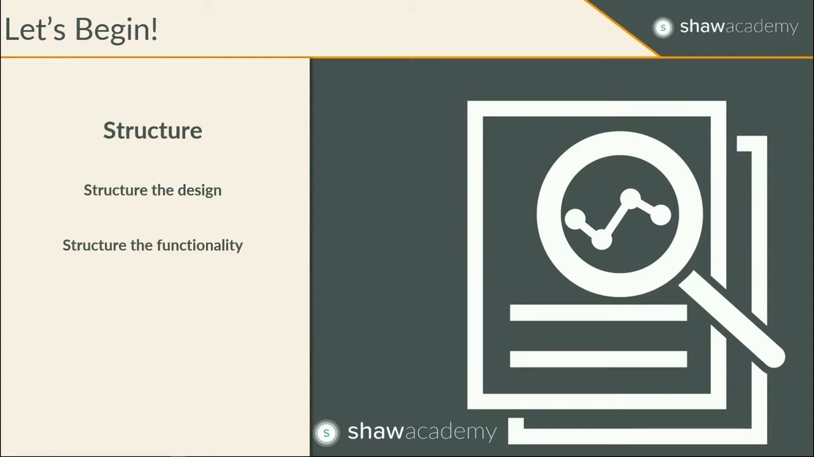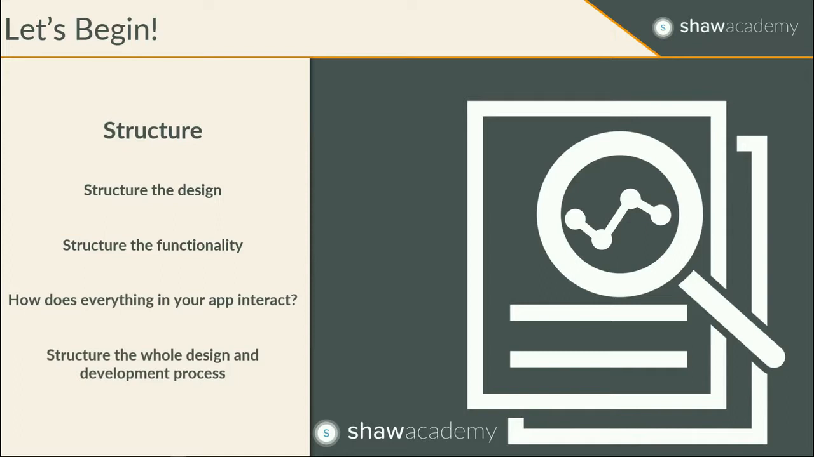Structure the functionality as well. How are the different functions in your app going to interact with each other? What are the functions of your app, and how can you break them down into smaller components that you can work on? And then overall, you want to structure the whole design and development process, because structure makes it easier for you guys to develop. It provides a roadmap, it's a blueprint for your app, and it can be very difficult to develop an app without a blueprint. It's very similar to building a house or building anything. You do need a structure, you do need a blueprint.